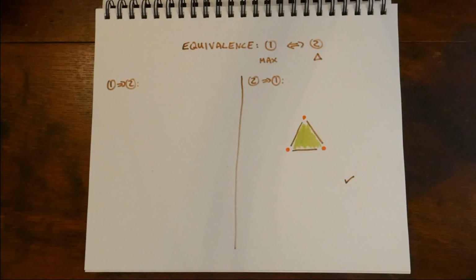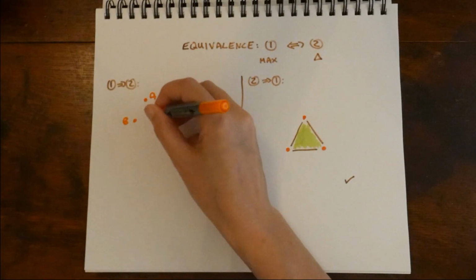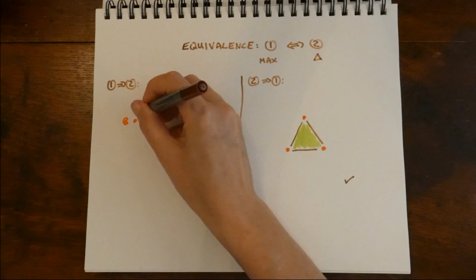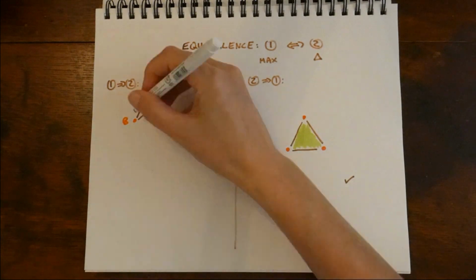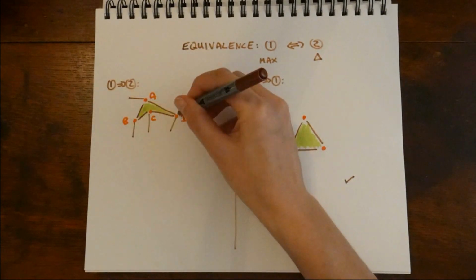Now for the other direction, we need to prove that if we have a graph where we cannot add any more edges, then every face is a triangle. And we're going to prove this by contradiction. Suppose there's a face in my graph which is not a triangle, but a quadrilateral. So it has four sides, A, B, C, D, and it's part of a larger graph, so there are other edges there like that as well.